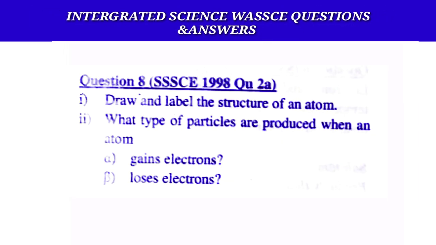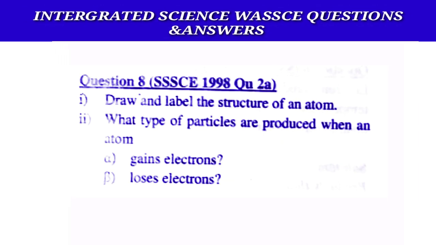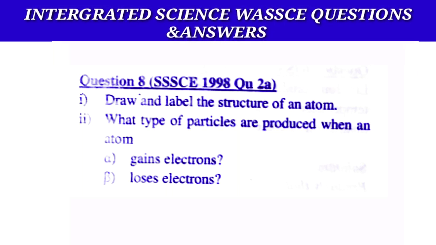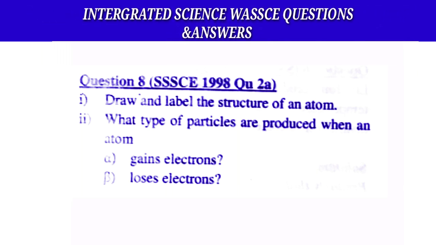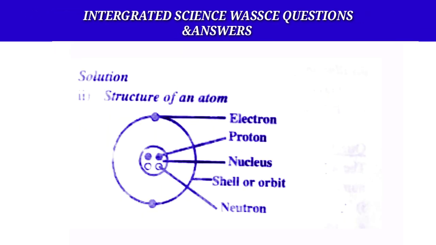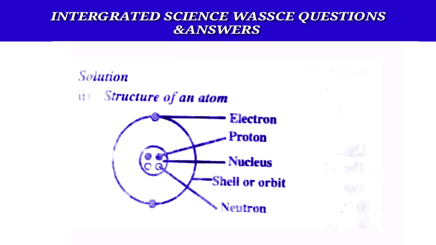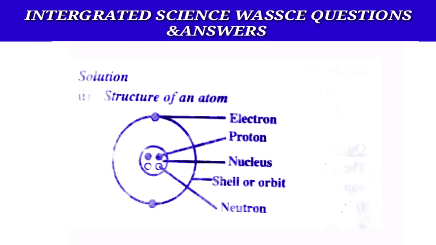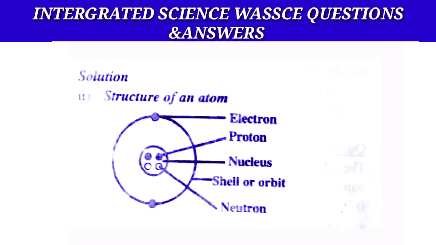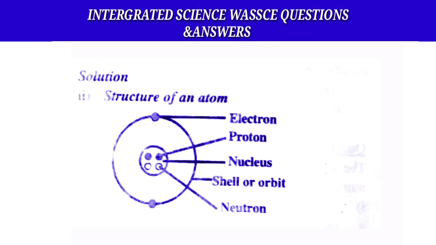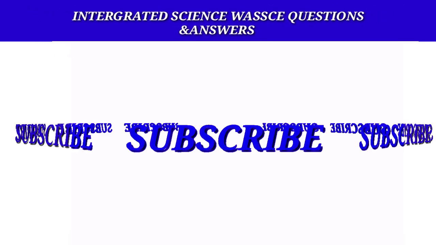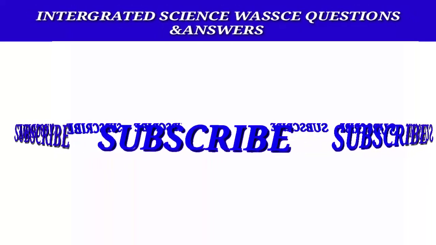Draw and label the structure of an atom. What type of particles are produced when an atom alpha gains electrons, beta loses electrons? This is question 8. So the structure of the atom will be electron, proton, nucleus, shell or orbit, and then the neutrons of the atom stated below.